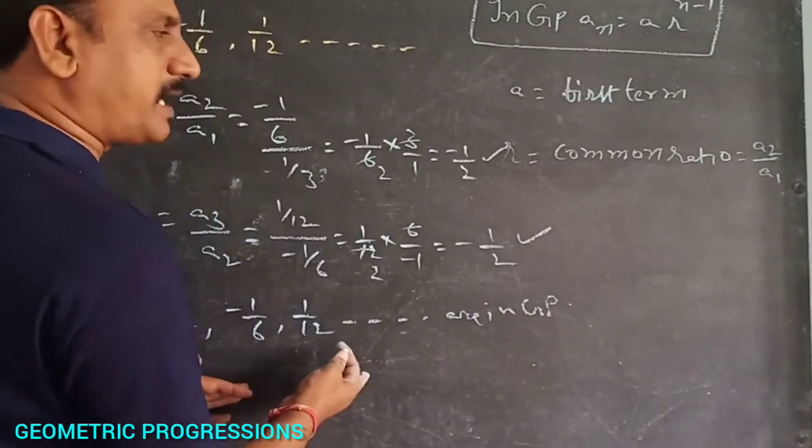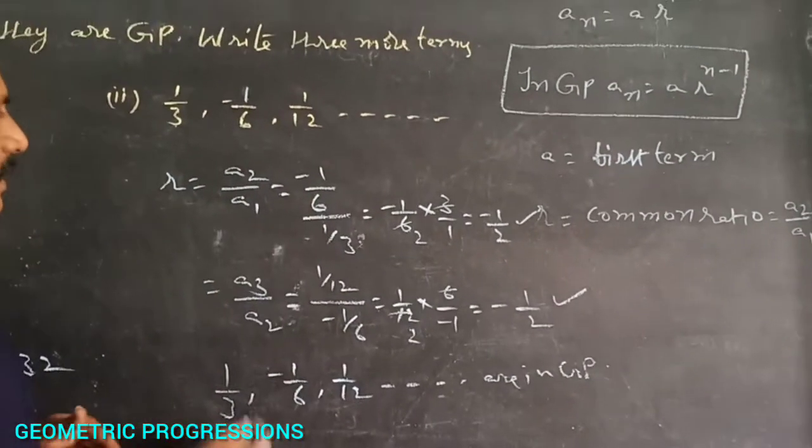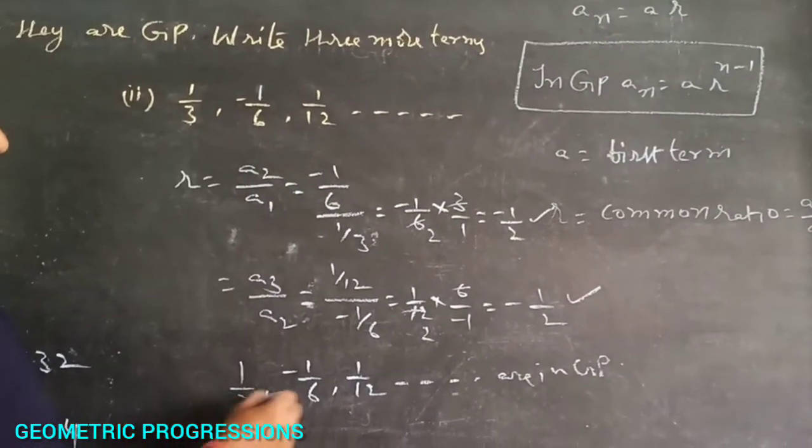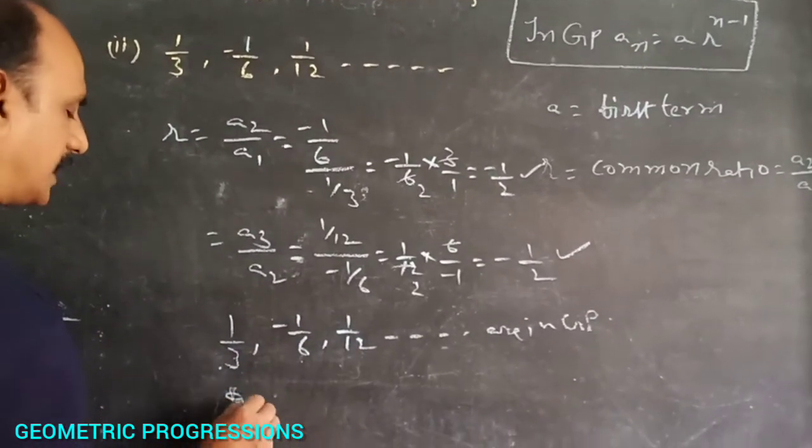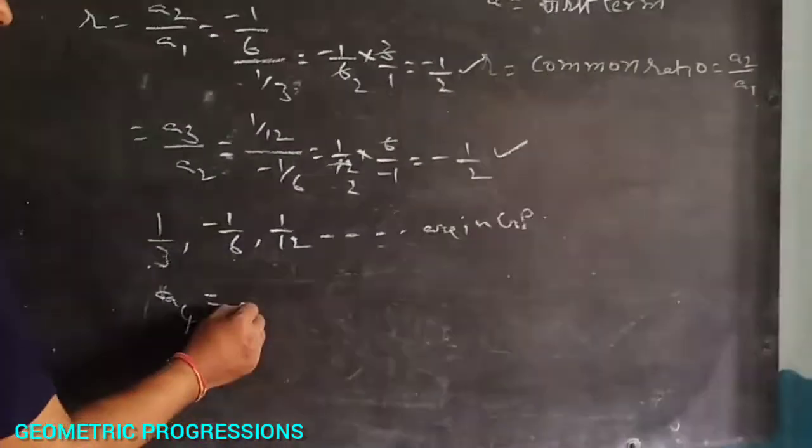So it is in GP. Find the next 3 terms. Here how many terms are given? First term, second term, third term is given. Find the fourth term. A4 is equal to what value?